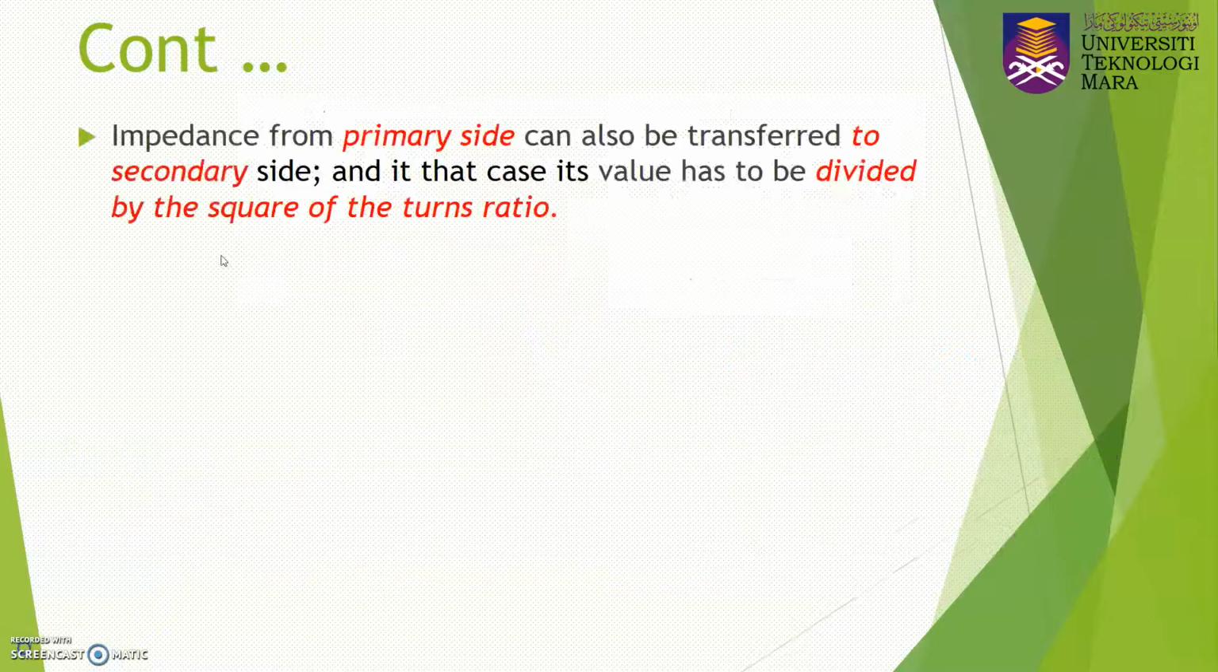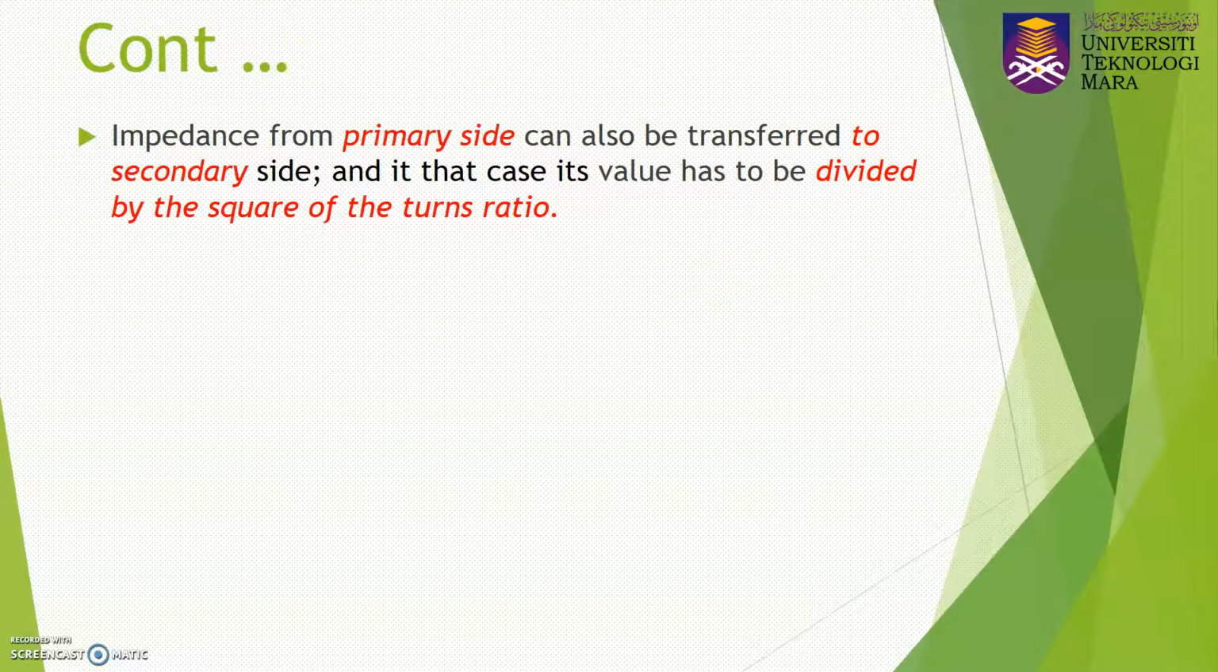So the impedance actually can move from one side to the other side. It's not necessarily only from secondary to the primary. Impedance from the primary side can also be transferred to the secondary side. And in that case, its value has to be divided by the square of the turns ratio. Remember, just now you transferred from the secondary to the primary.